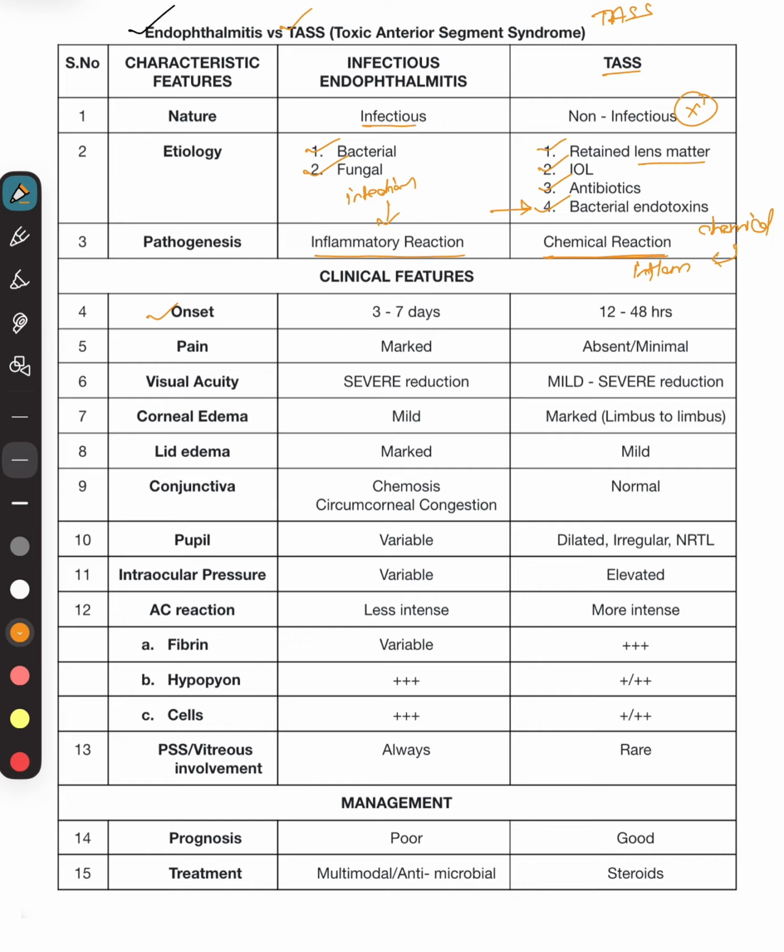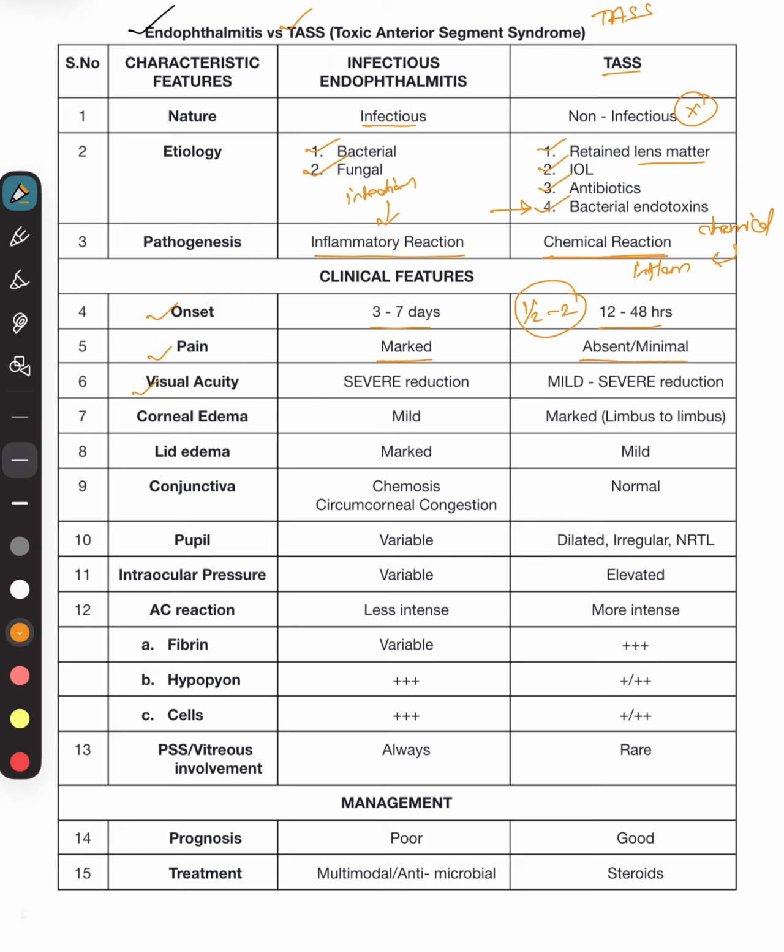Infection takes time to develop after the inoculation, so it takes 3 to 7 days. TASS takes half to 2 days. You can remember half to 2. Pain: infection will have marked pain. In toxic anterior segment syndrome, the patient will have either minimal pain or no pain.